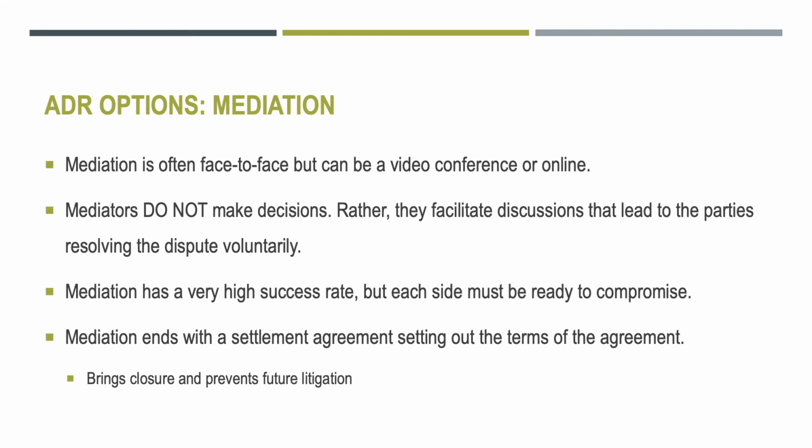Mediation ends with something called a settlement agreement. What a settlement agreement does is it sets out the terms of the agreement, brings closure, and it prevents future litigation. This settlement agreement is essentially a contract and can be enforced the same way as any other contract. We're going to talk about this, contract enforcement, in Module 2.